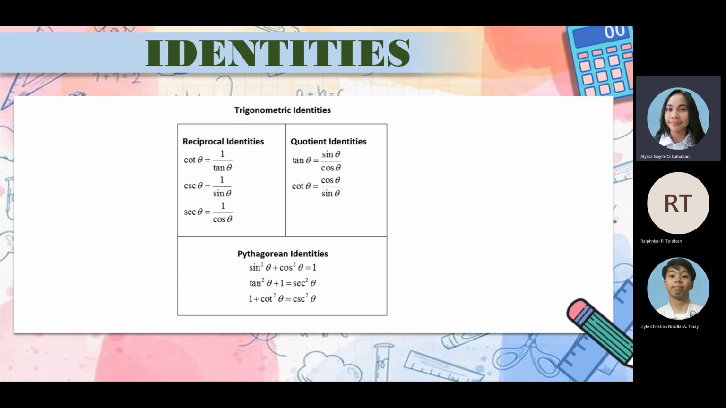Now that we can read these terms, the next thing we need to know is the identities. These are reciprocal identities, quotient identities, and Pythagorean identities. Right now, the slide shows all the criteria for whether an equation falls under each of those identities. For example, this tangent theta. By using the chart on the slide, we can identify that tangent theta is a quotient identity.